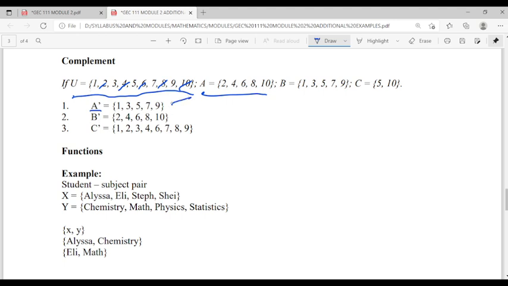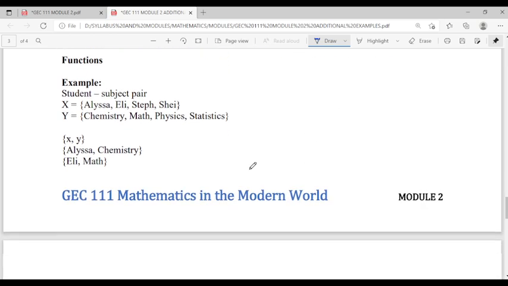Another, yung B. What are the elements of B? So, we cancel the elements of B in U. We have 3, 5, 7, 9. The remaining elements, we have 2, 4, 6, 8, 10. And also the C. Okay.